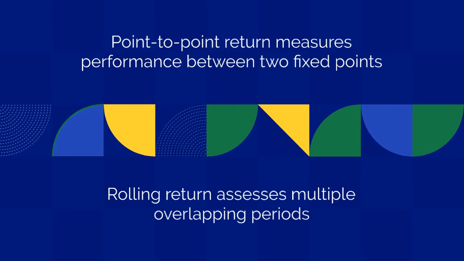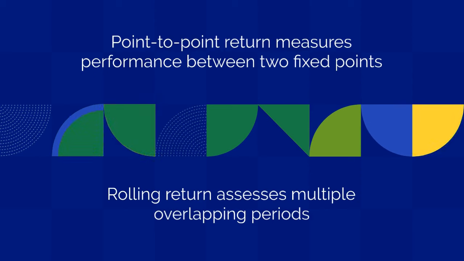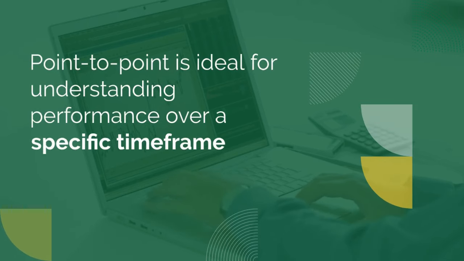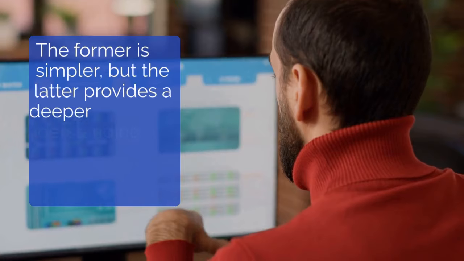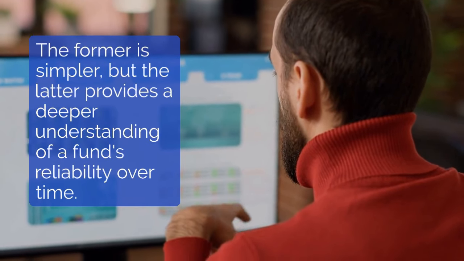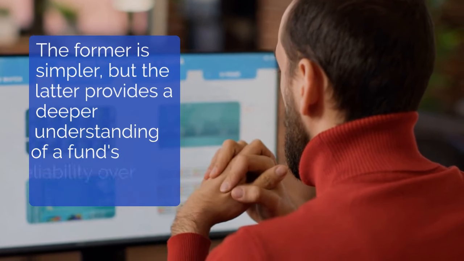Point-to-point return measures performance between two fixed points, while rolling return assesses multiple overlapping periods. Point-to-point is ideal for understanding performance over a specific time frame, whereas rolling return highlights consistency. The former is simpler, but the latter provides a deeper understanding of a fund's reliability over time.